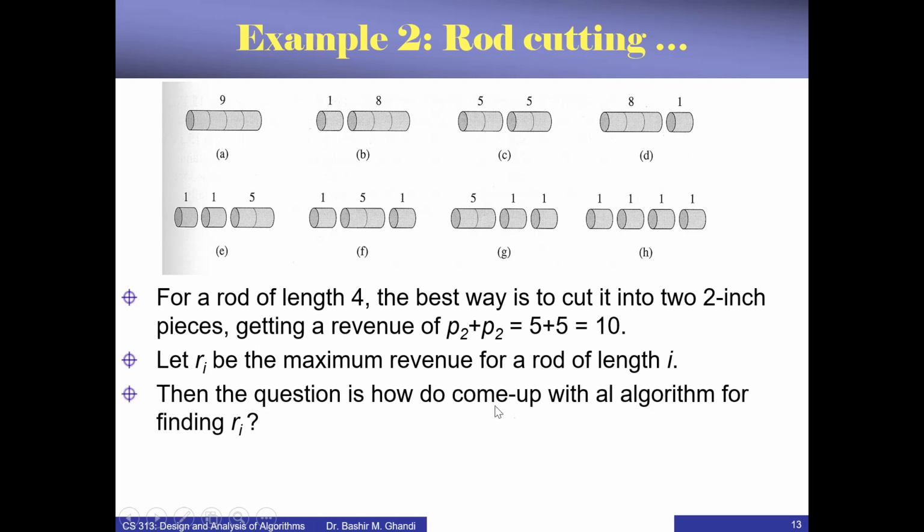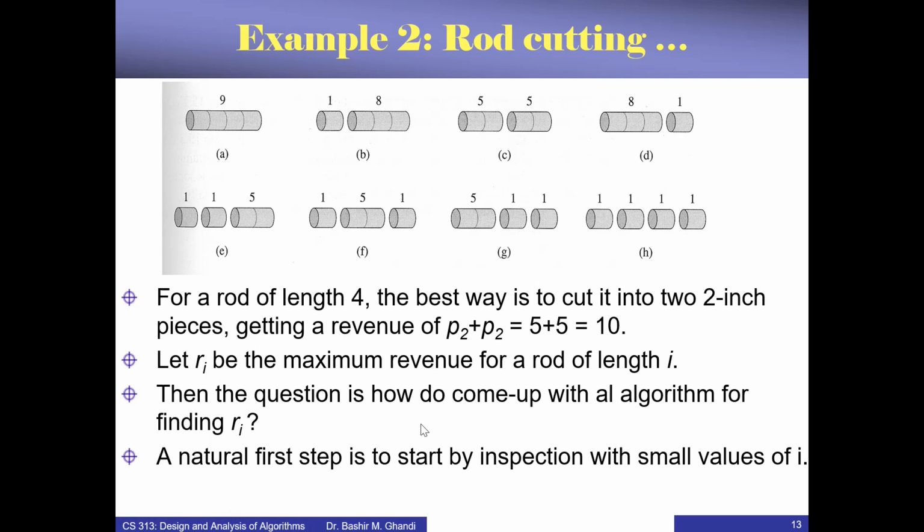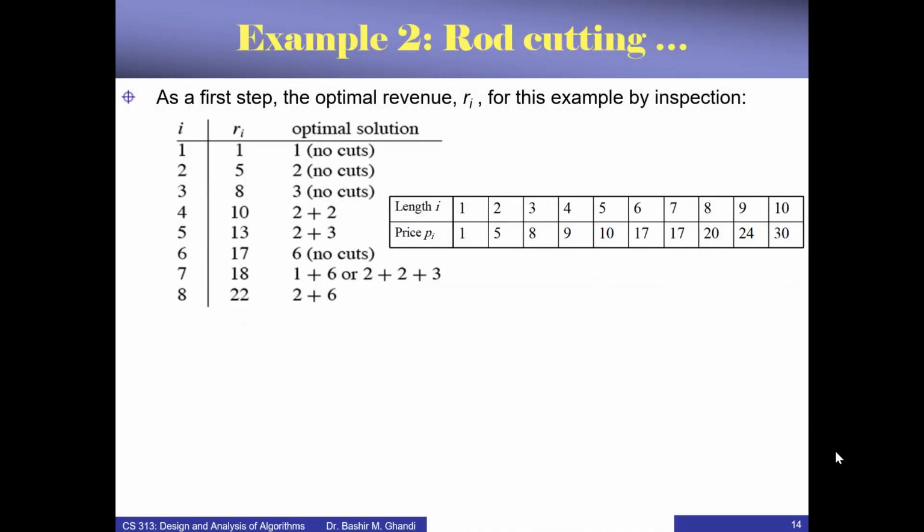Then the question is, how do we come up with an algorithm for finding Ri? A natural first step is to start by inspection with small values of i, as we have done here in this table. Obviously, for length 1, there is nothing to cut. For length 2, you will be worse off if you cut, because keeping it as it is, you will have 5, and dividing it will only give you 1 plus 1, which is 2. So no cuts.